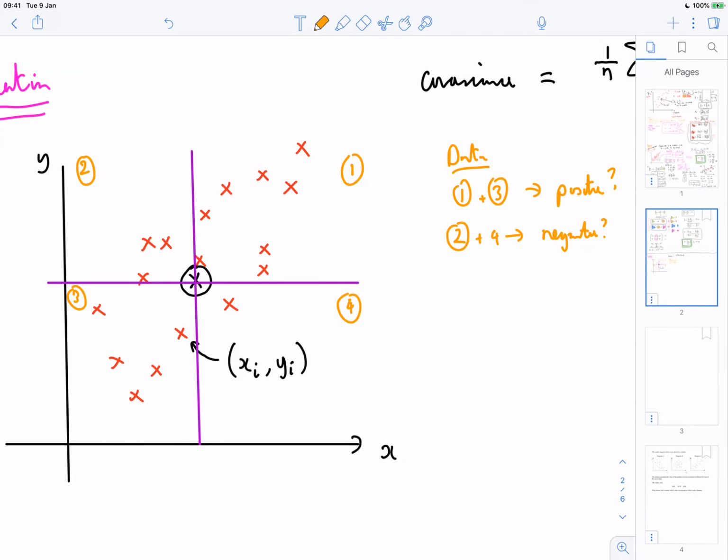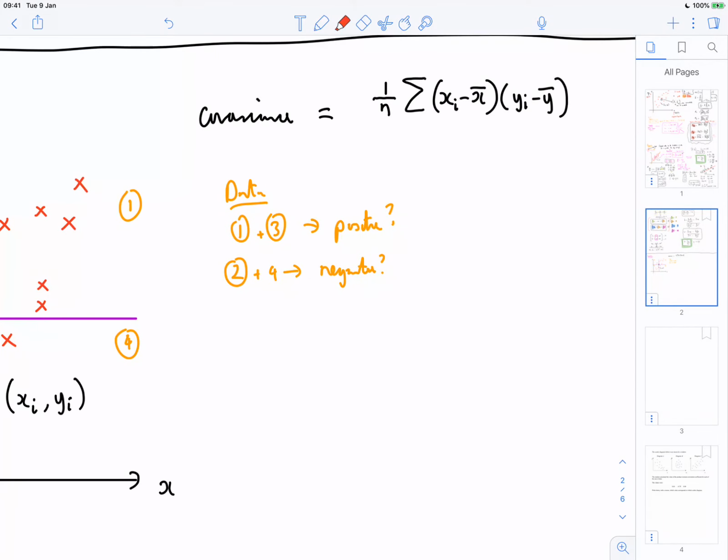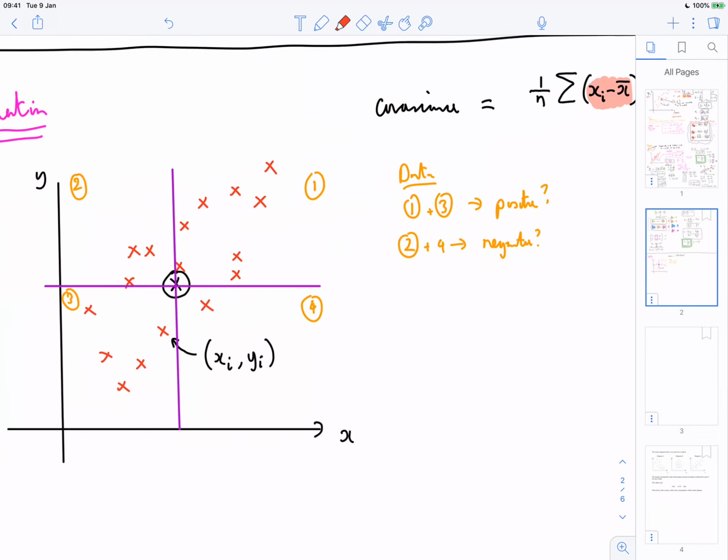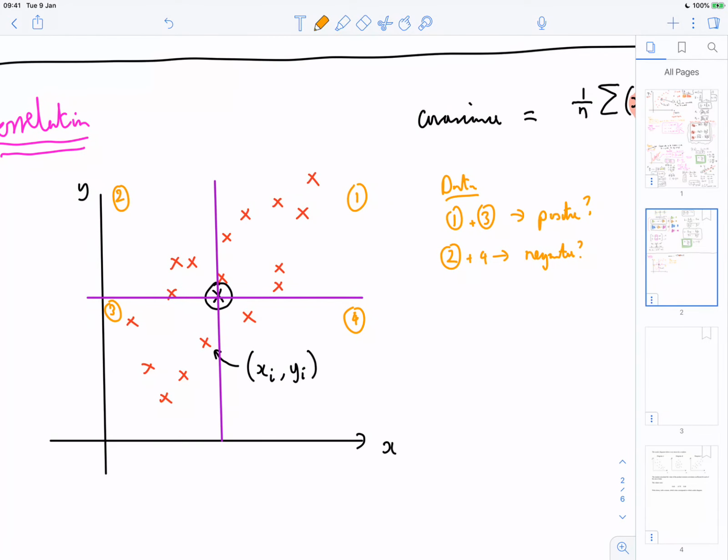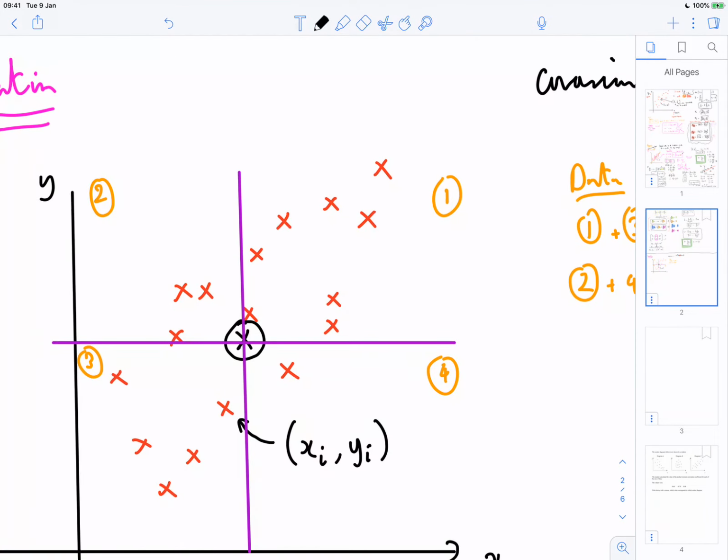Now here's the deal. What is this quantity xi minus x bar? Well, that is the distance in the x direction of each point from the mean. So say this purple line is the line with equation x equals x bar. Then the horizontal distance from this point to the line would be there, and that would be that distance, and that distance, and so on. Let's just take one from each quadrant, say 1 and 2.